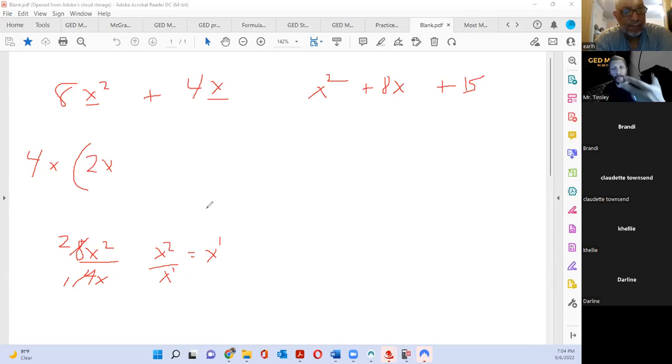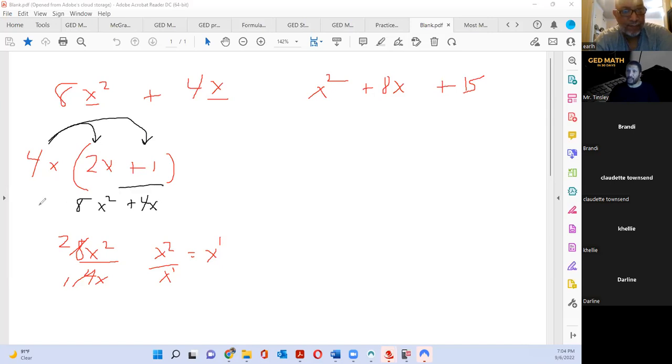Again, this is knowing your exponent rules. Now, 4x going into 4x one time. Now we check it to make sure. 4x times 2x is 4 times 2, 8. What's x times x? X squared. What's 4x times 1? 4x. Check. That's what you do when you factor.